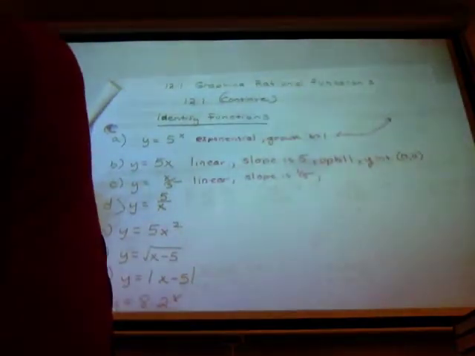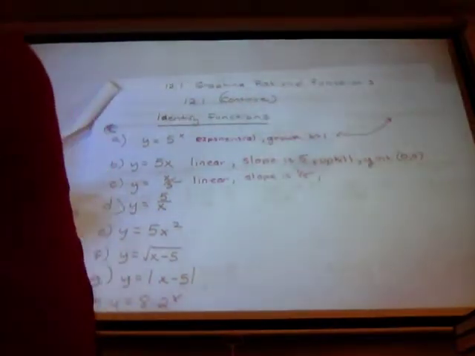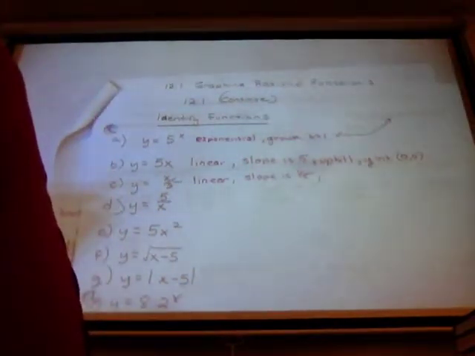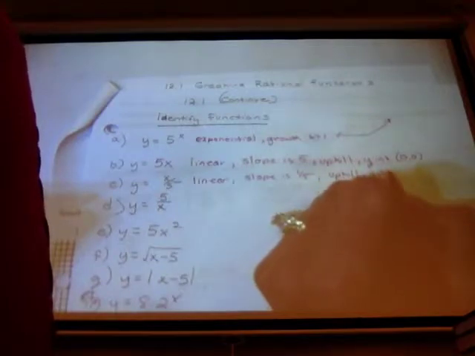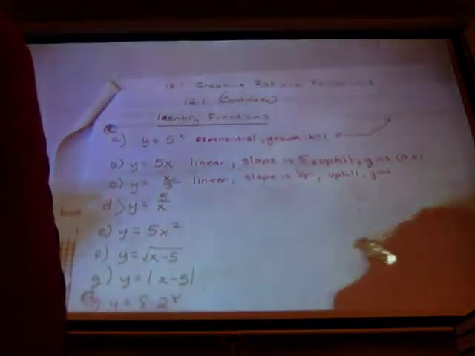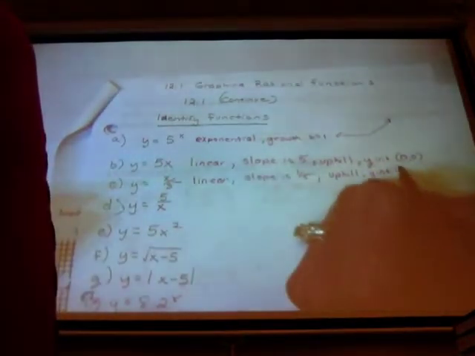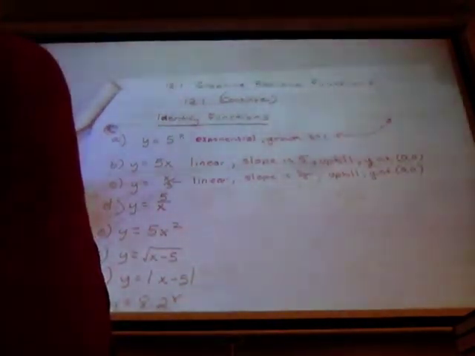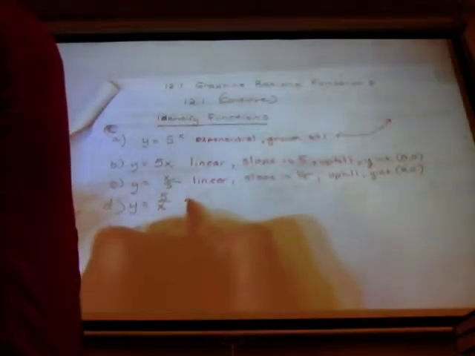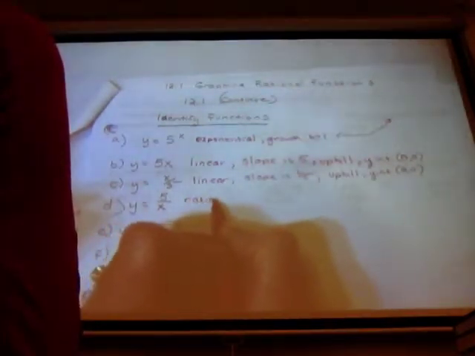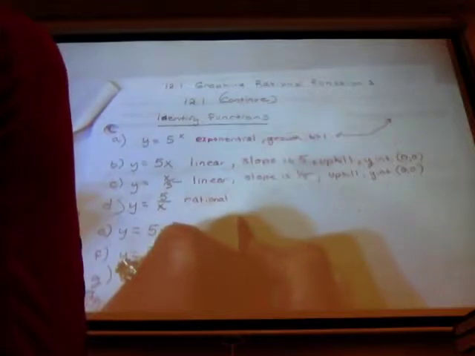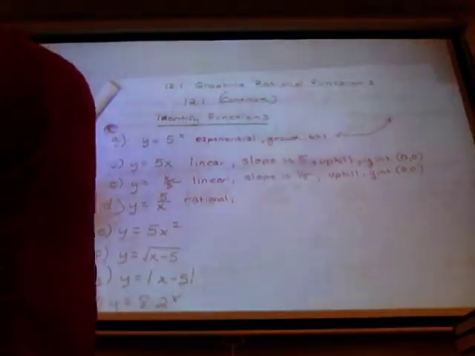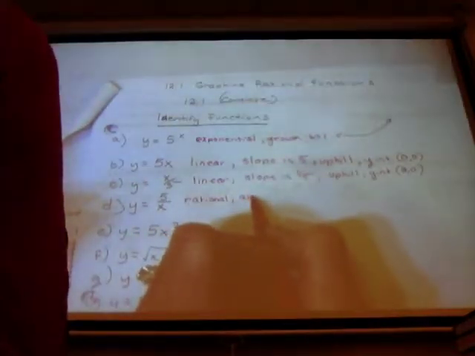Is it uphill or downhill? Okay. Uphill because the slope's positive, and what's my y-intercept? 0, 0. Okay, Farnham, what's the D then? Rational because the x is in the denominator. Okay, it is. And what would be my two asymptotes then?